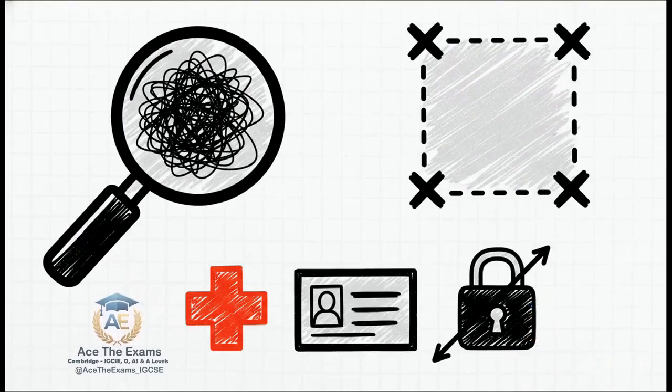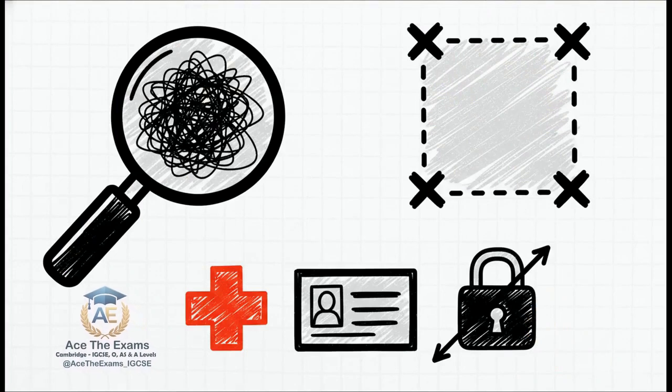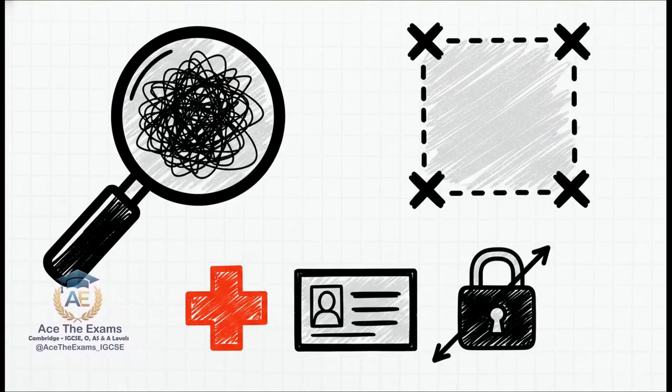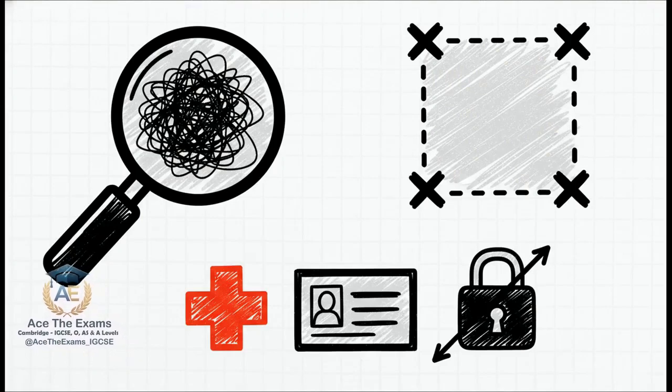Examiners consistently, and I mean every single year, penalize students for three specific crimes on the paper. First, being too vague. Examiners want incredibly precise technical details. If you just say check the data, you are getting 0 marks. You need to tell them exactly how a length check operates on a specific string of characters.